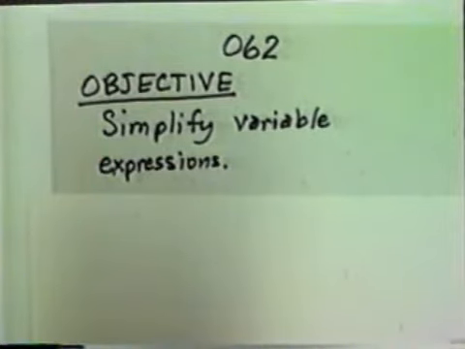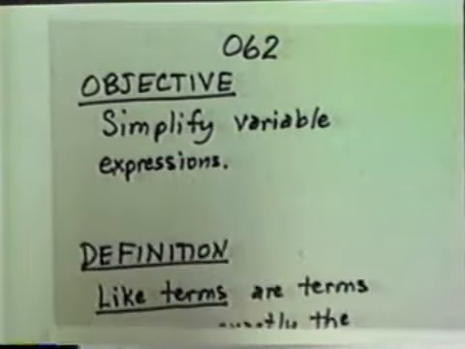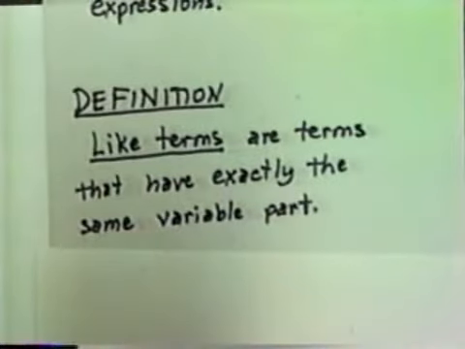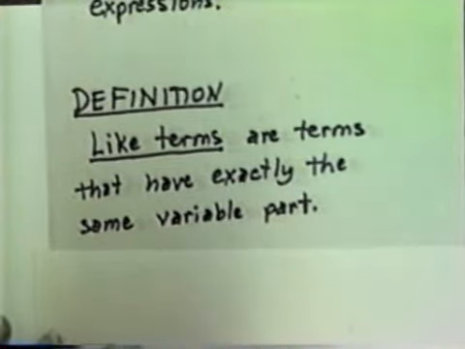Our objective on this tape is to simplify variable expressions. We're going to simplify expressions on this tape by adding terms or multiplying factors. We need some definitions, so let's begin by defining like terms. Like terms are terms that have exactly the same variable part.